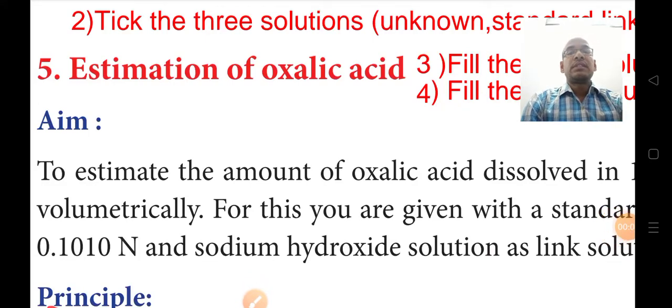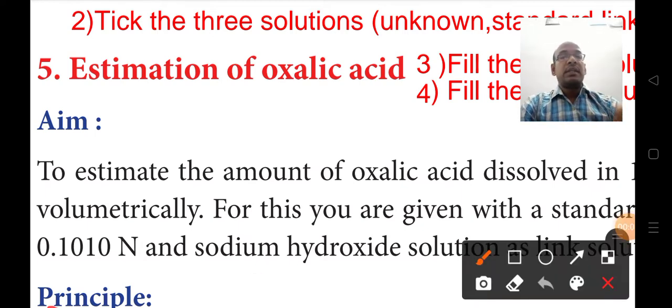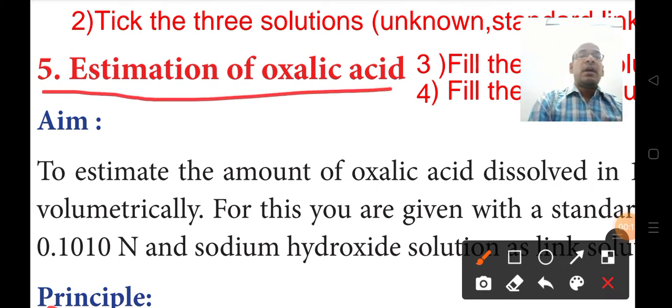In this class, we see the 12th standard 5th volumetric analysis, estimation of oxalic acid. Important points for this volumetric analysis.